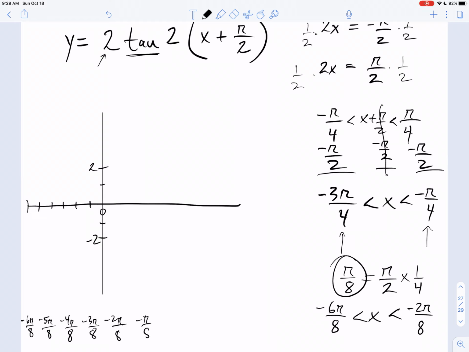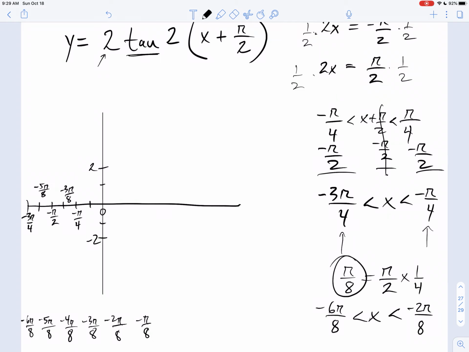I'm just trying to save a little room here, so I made my period kind of skinny. But negative 6 pi eighths, I'm going to reduce it. I'm going to call that negative 3 pi fourths. And then I'm running out of room, so I'm going to sneak one of these up here. That's negative 5 pi eighths. Then negative 4 pi eighths, no, I'll just call that negative pi halves because I'm reducing it. Then I'd have negative 3 pi eighths. And then negative 2 pi eighths, I'm going to call that negative pi quarters.